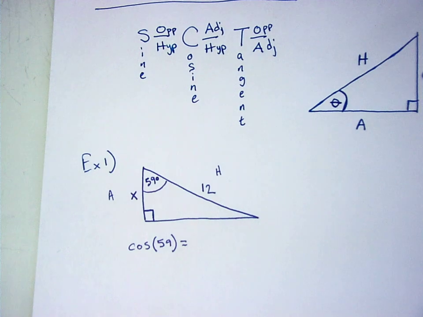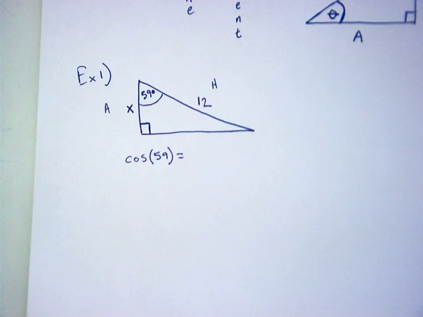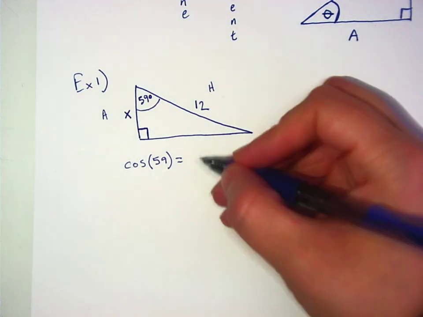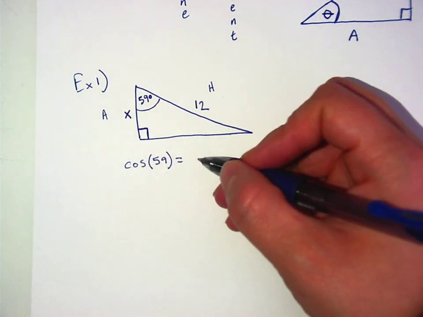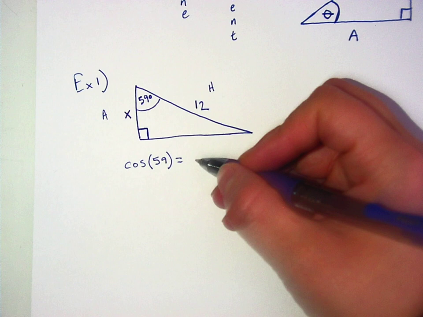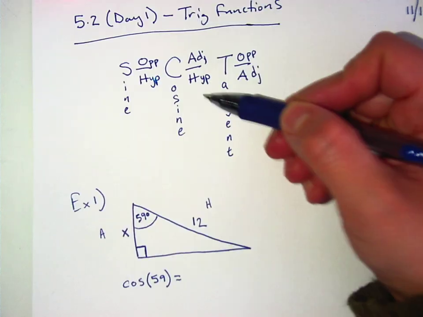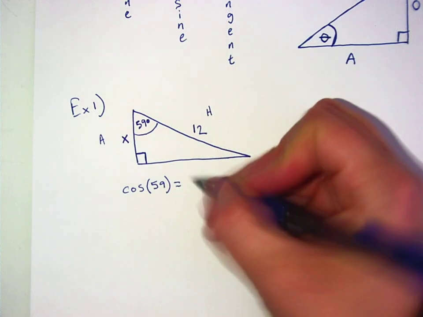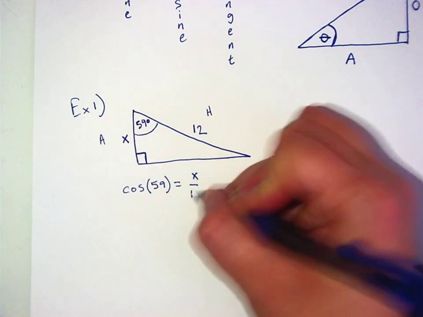All right. Sine, cosine, tangent. The cosine of 59 is, how do I know which one goes on top of this fraction? Because the A comes first. So A is on top. So that's x over 12.